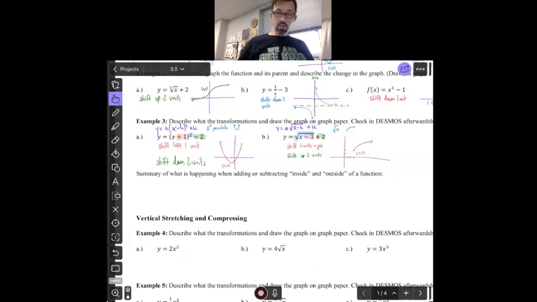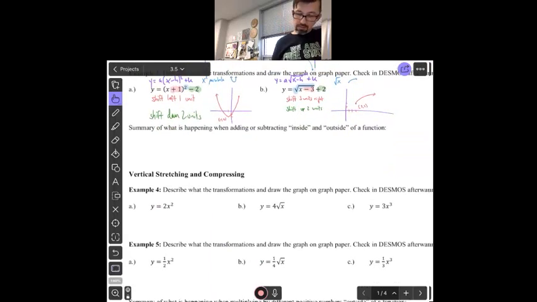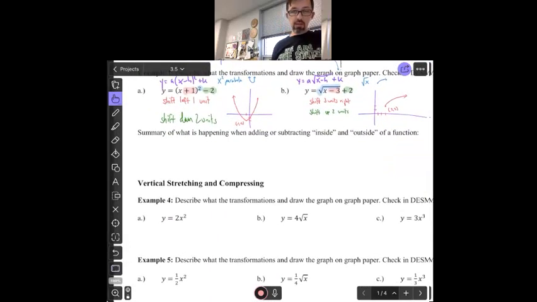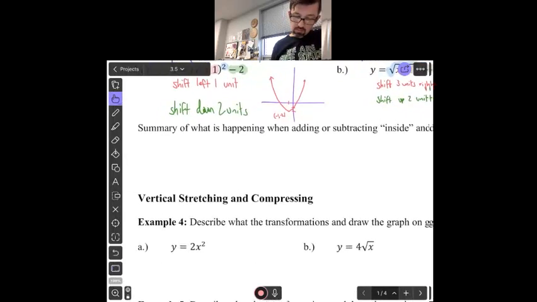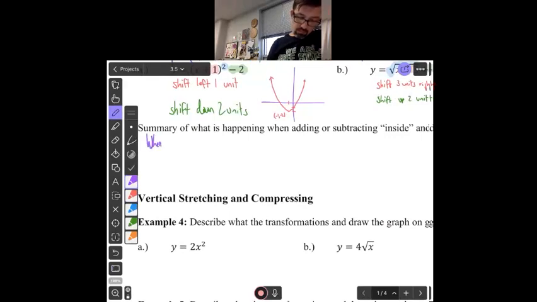Anything you guys want to talk about with up, down, left, right? I'm going to summarize that a little bit. It's what the operation is, whether it's adding or subtracting, and also where it is. Okay.